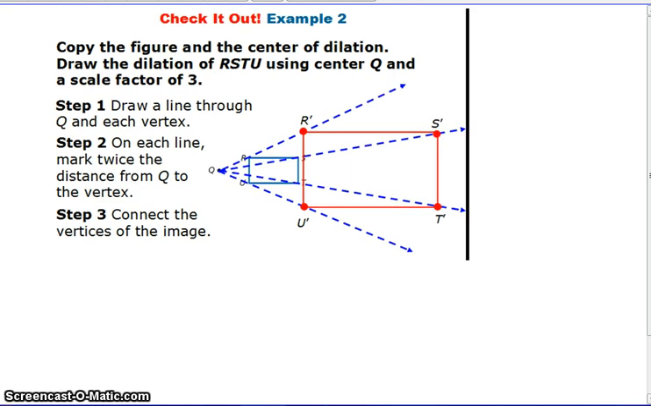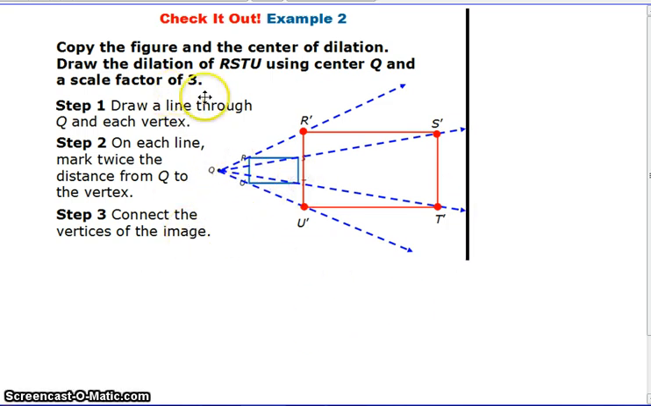The second example, we are asked to dilate RSTU by a scale factor of 3. So once again, through center Q. There's a Q point out here, and you can see that a ray has been drawn from Q through each vertex of this quadrilateral. Q goes through R and beyond. Q goes through S and beyond. Q goes through T back here and beyond, and through U and beyond.